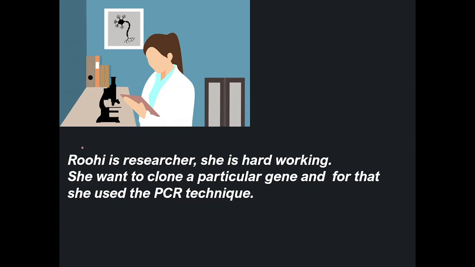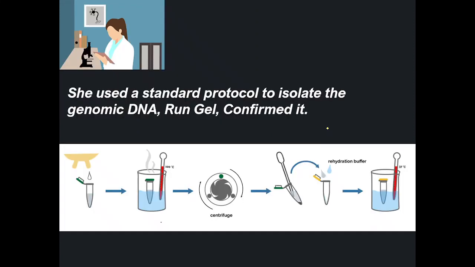To check whether her DNA is perfectly alright or not, she used agarose gel electrophoresis, a standard method to check the DNA consistency. When she ran the gel, she was able to confirm that the protocol she followed for the isolation of the genomic DNA was perfectly alright.